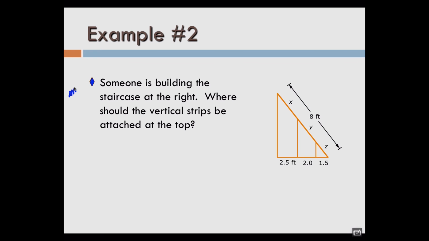Anybody making progress? No's across the board? Avery? It's a good start. I think I got Z. What proportion did you set up? Z over 8 equals 1.5 over 6. Where does 6 come from? From all the ones. Beautiful.